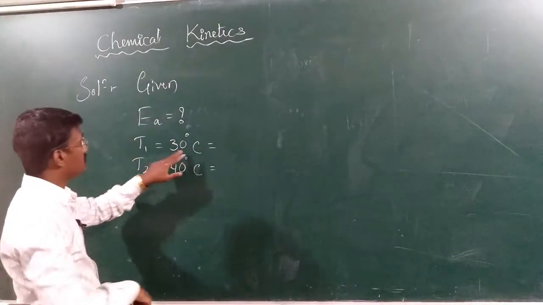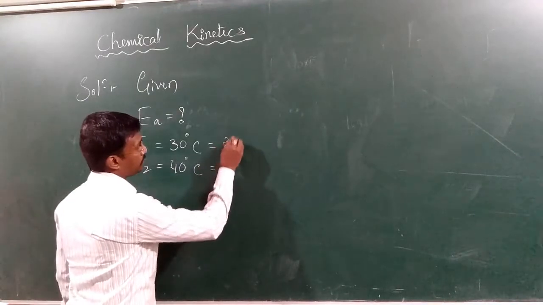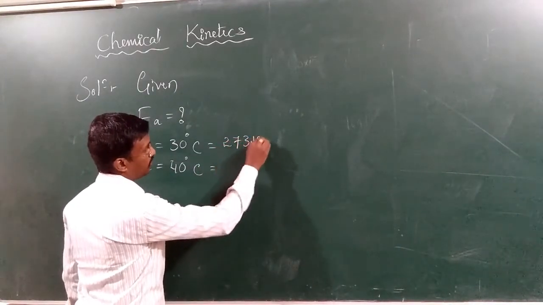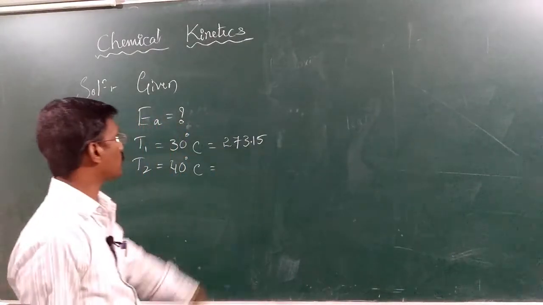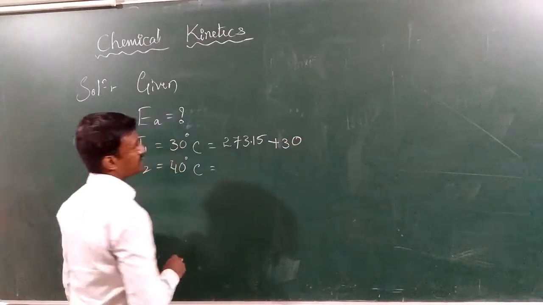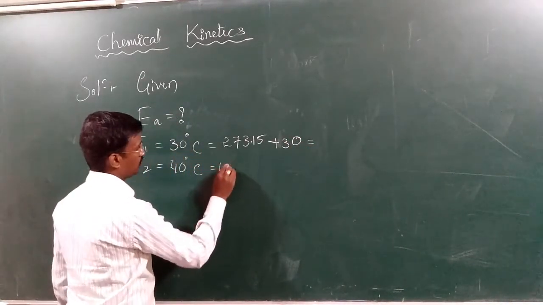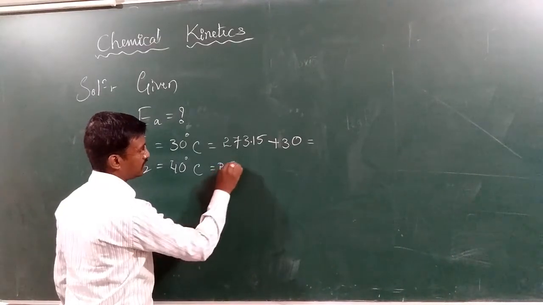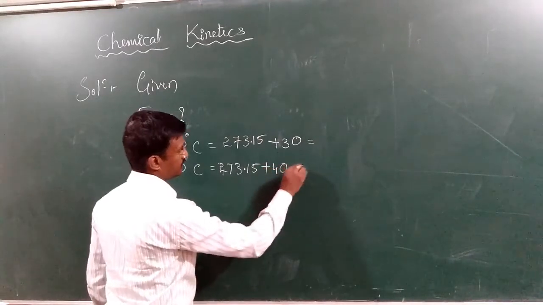Therefore, degree Celsius can be converted to Kelvin by adding 273.15. Sometimes we neglect the 0.15 and simply add 273, so it's also no problem. So 273.15 plus 30, and this is 273.15 plus 40 degrees Celsius.